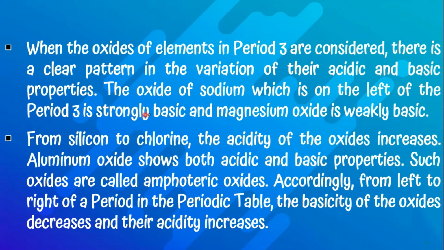From silicon to chlorine, the acidity of the oxides increases. Aluminium oxide shows both acidic and basic properties. Such oxides are called amphoteric oxides. Accordingly, from left to right of a period in the periodic table, the basicity of the oxide decreases and their acidity increases.